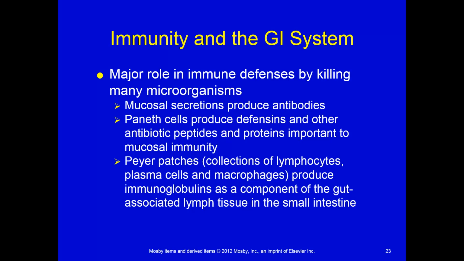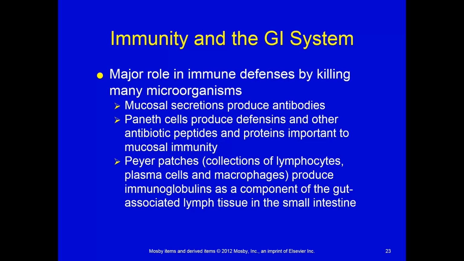Okay, so unfortunately, this slide is pretty technical. What I want you to basically get away from this slide is that there is a major role in immune defenses in our GI system by killing a lot of the different microorganisms that get into our GI system. So this is through secretion of antibodies, like we've talked about already. There are specific cells in the GI system called Paneth cells that produce compounds called defensins and other antibiotic peptides that, again, help with that mucosal immunity.